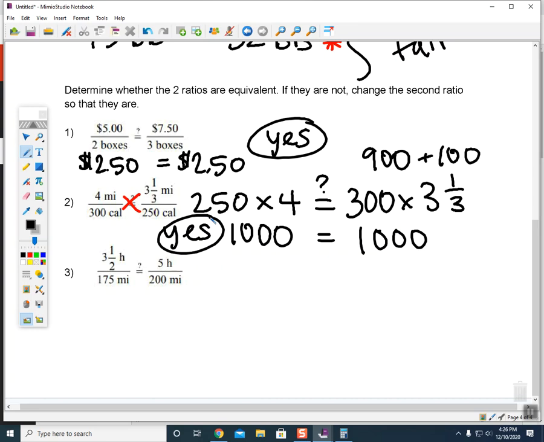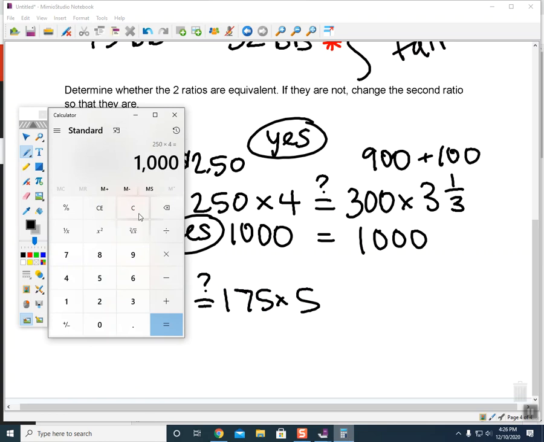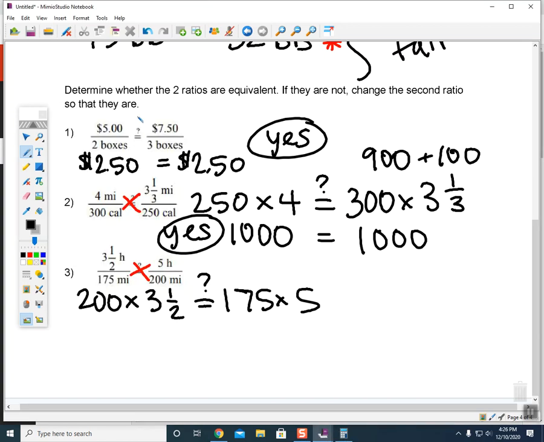All right, last one. This one's a little trickier. We're going to do cross products again because that's what makes the most sense. So we have 200 times 3 1/2. I'm going to use the same method I did before. Well, let's do this other one. And then I would have 175 times 5. Let's do 175 times 5 in a calculator, because that one's going to be a little harder to do mental math. 875.